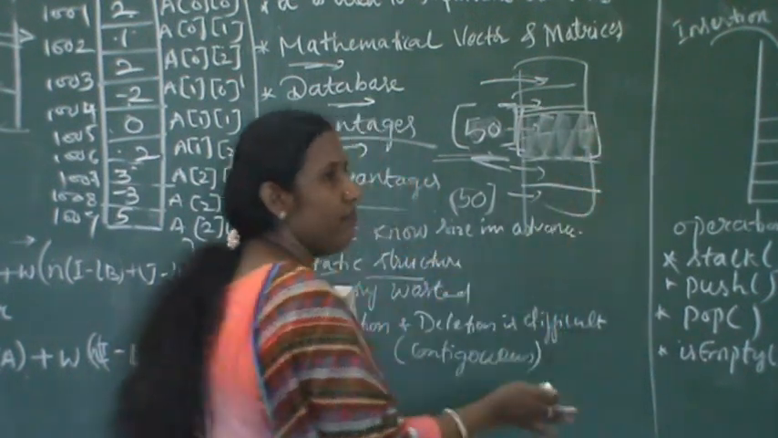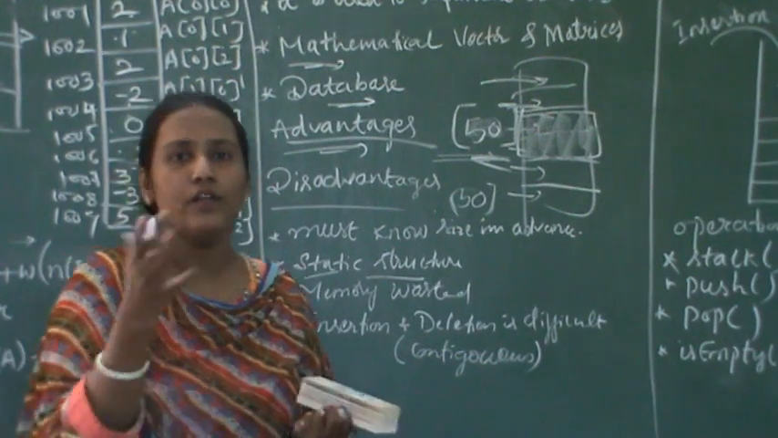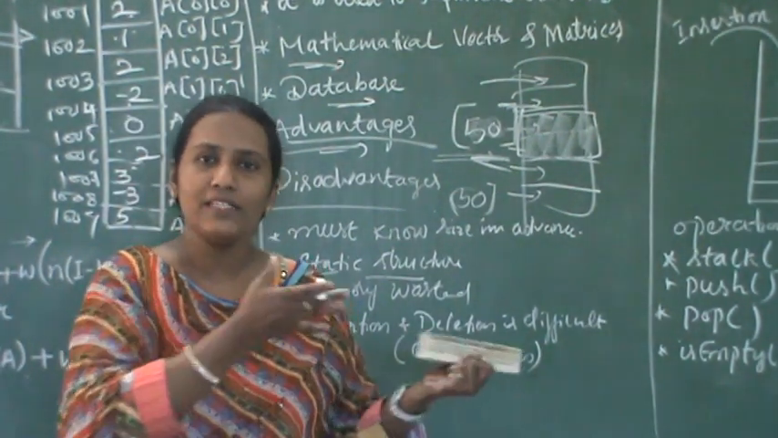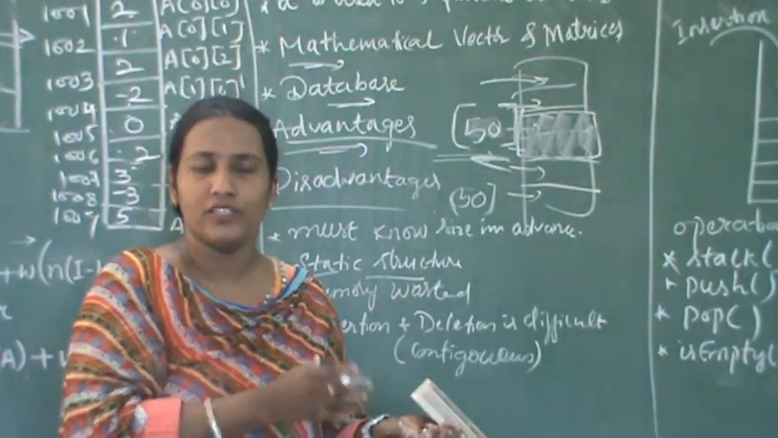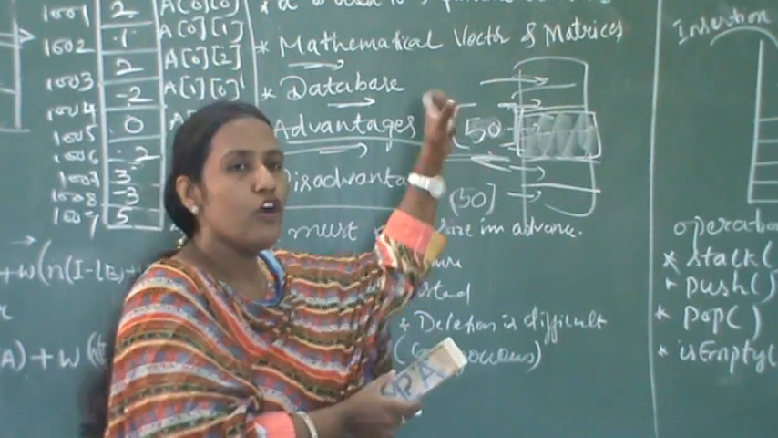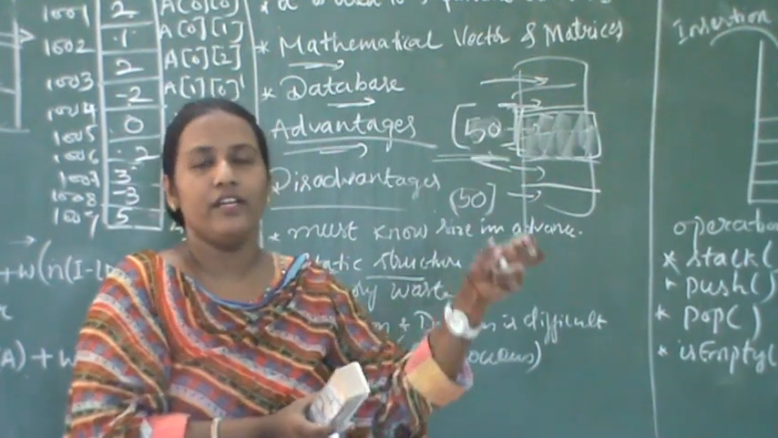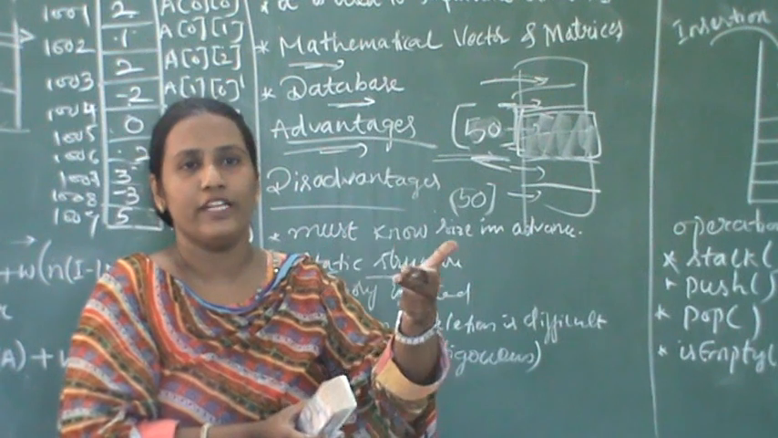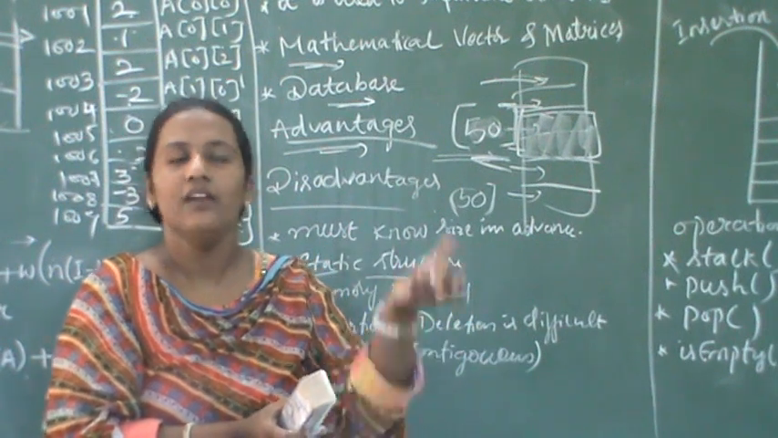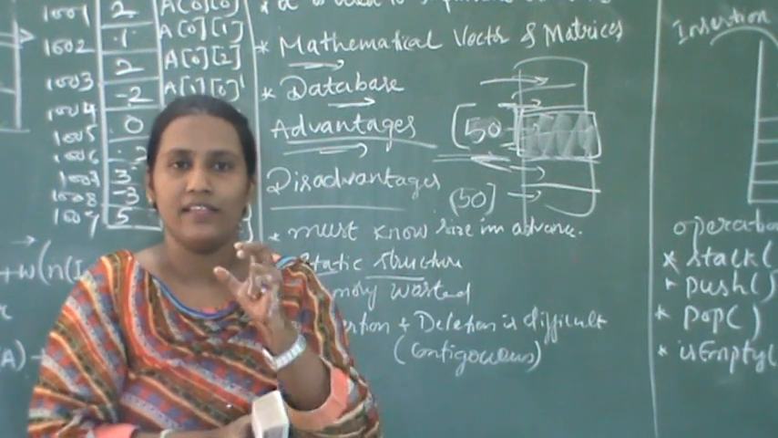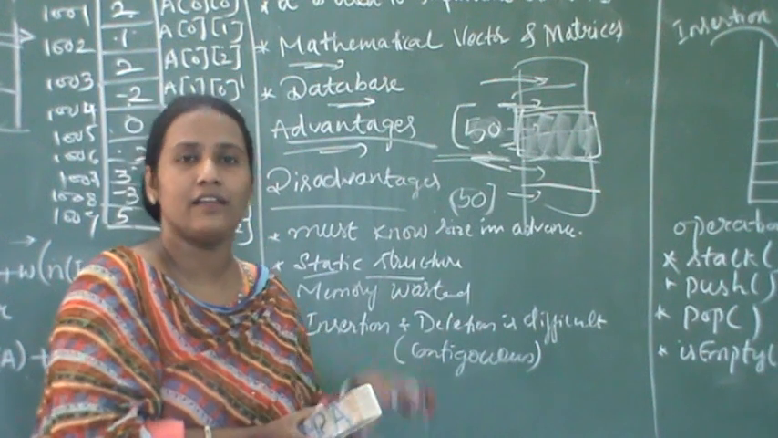If I want to add my element in between, it is not possible in an array. Why? Because it is taking a contiguous memory location. Insertion can be done only after that, meaning only after the next contiguous location. So it is only there that it will add the element. But in between we cannot add the element.